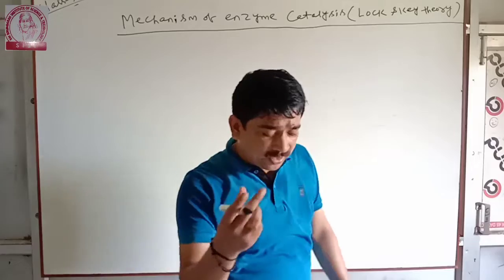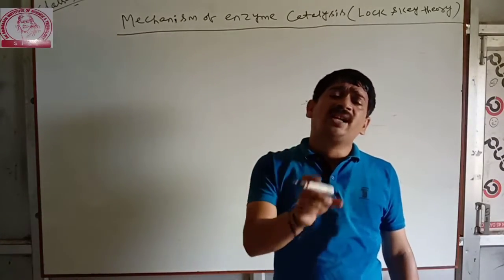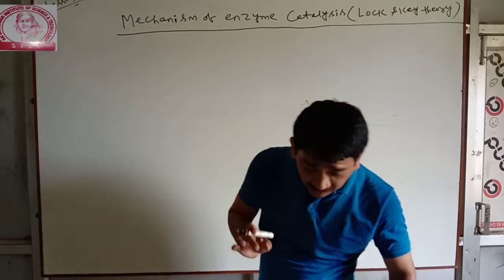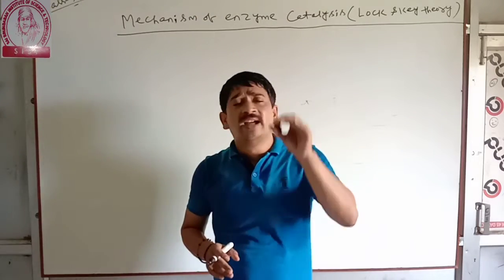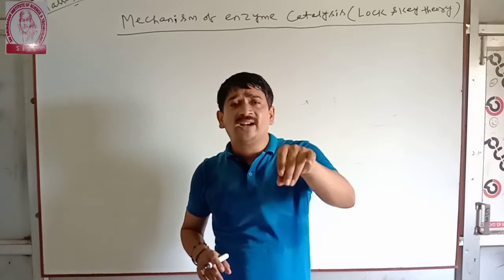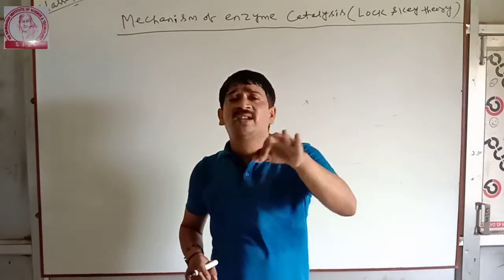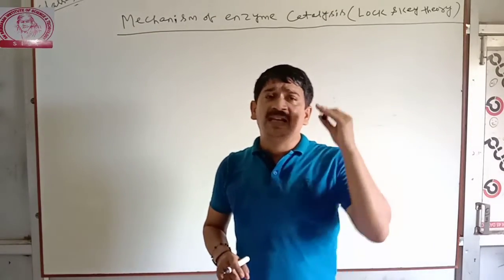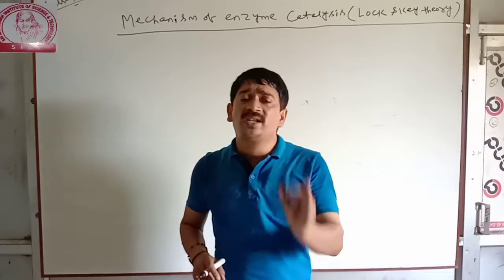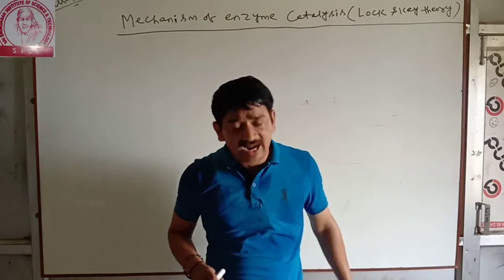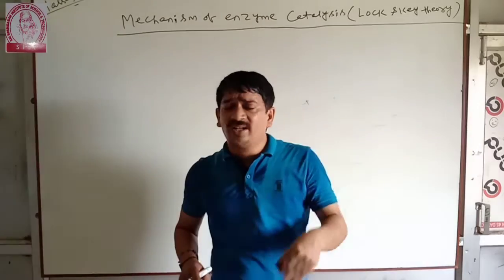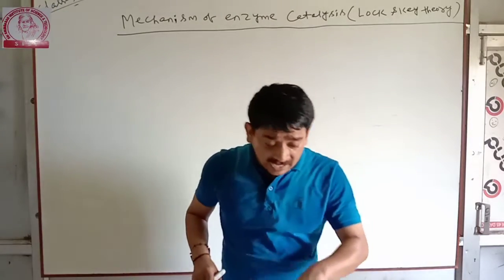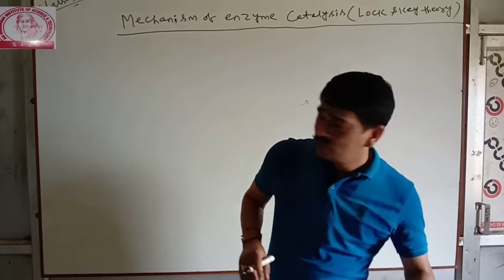In lock and key theory there are two steps: step 1 and step 2. In step 1, the enzyme substrate complex is formed: enzyme plus substrate mix to give enzyme substrate complex. In the second step, the enzyme substrate complex decomposes to give product and enzyme. Clear?